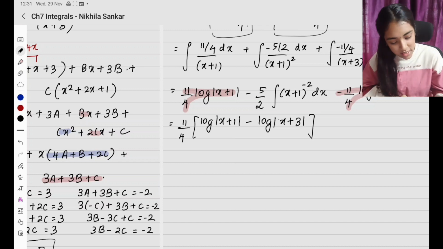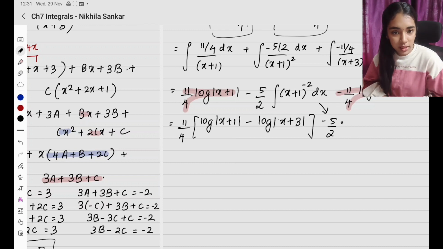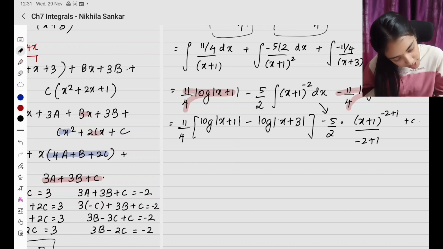This term is going on separately now. So minus 5 divided by 2 times the integral of x plus 1 the whole power minus 2 is going to be x plus 1 to the power of minus 2 plus 1 divided by minus 2 plus 1 plus c. Correct?